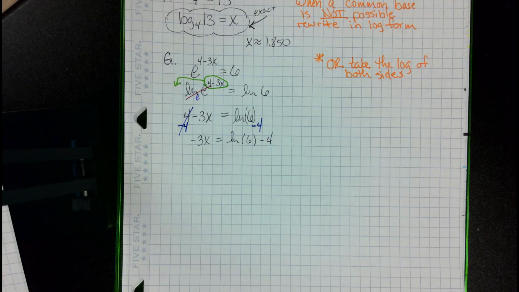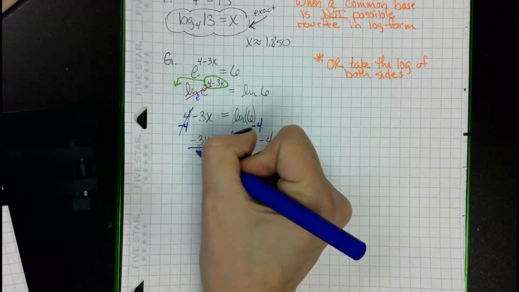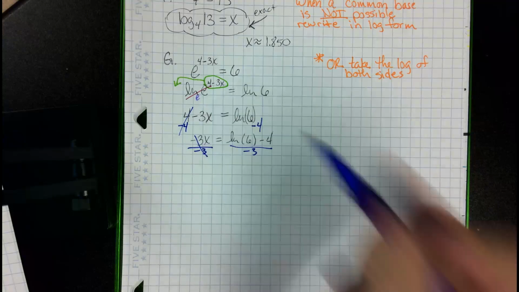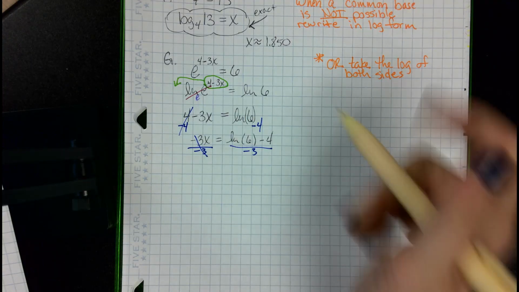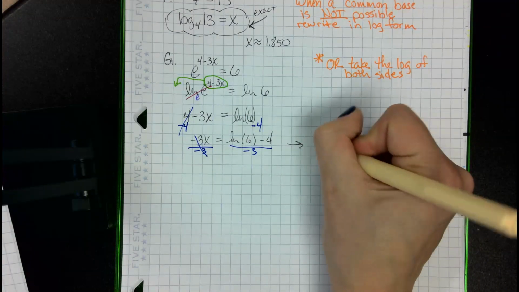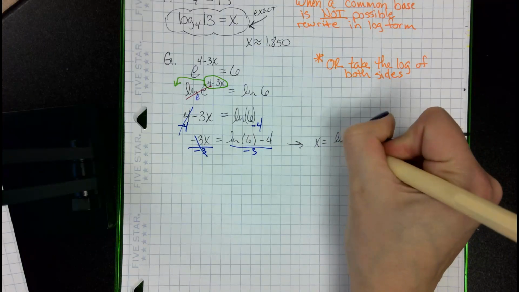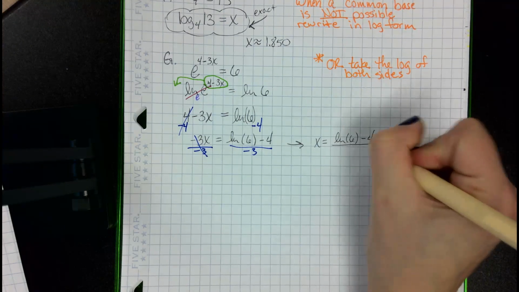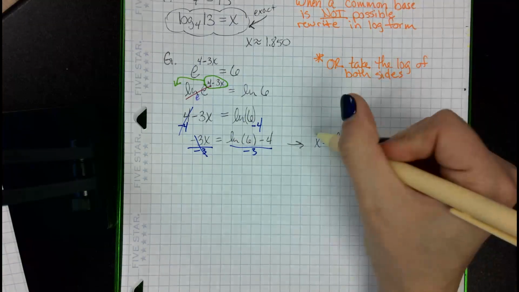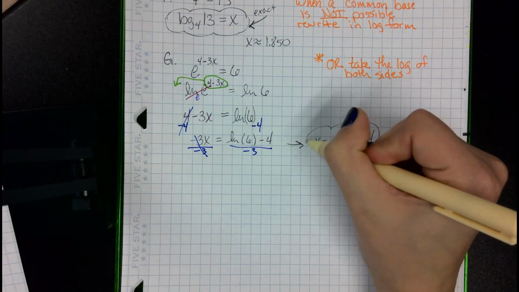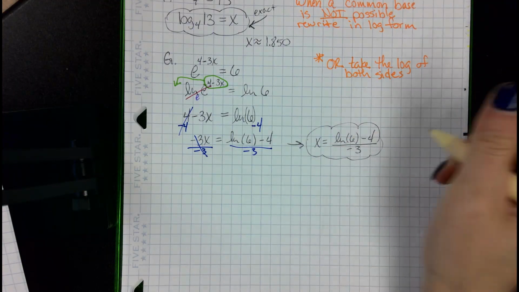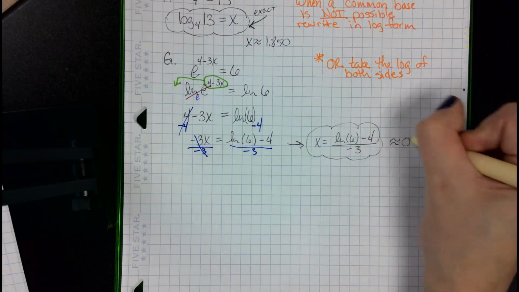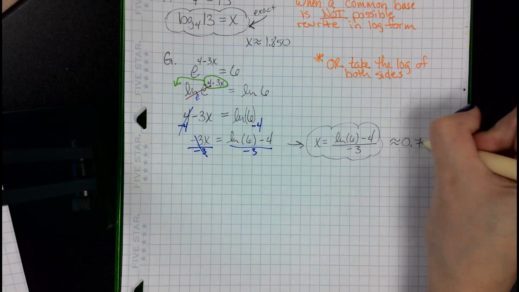Then we're still trying to get x by itself, so we're going to divide by negative 3. So x equals ln of 6 minus 4 divided by negative 3. And that is the exact answer, which is approximately 0.736.